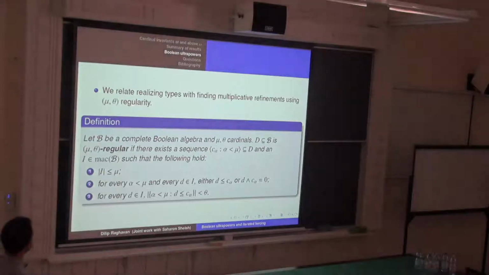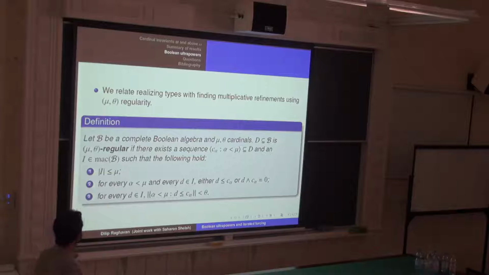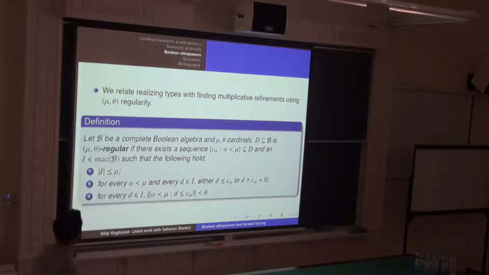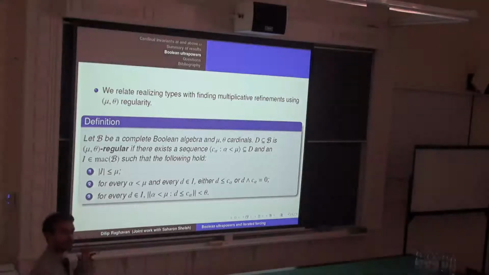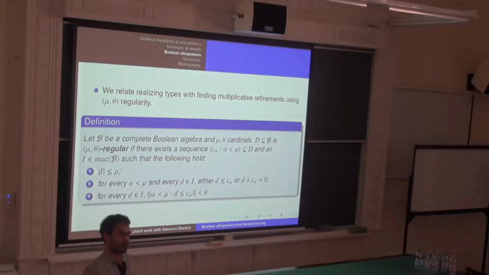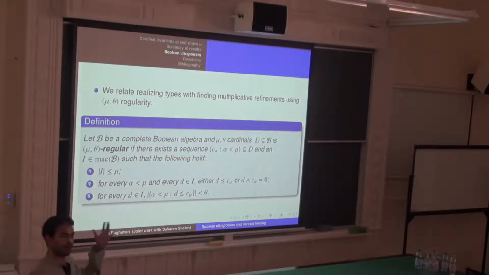Okay, so I will deal with the easy case first. I'll say how we do that. The easy case meaning when the size of the type is small, less than or equal to mu. This is related to what Marianthi was talking about in her talk. It's about finding multiplicative refinements using regular ultrafilters, but on a Boolean algebra, in L theta theta logic.